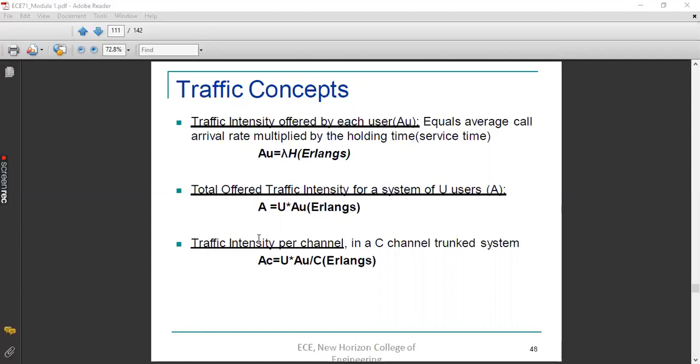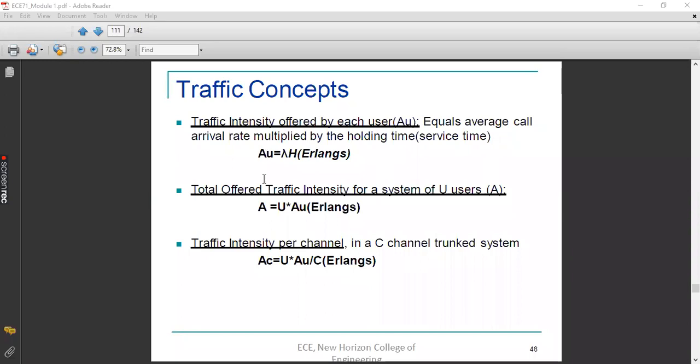Next, we go for the per channel basis, that is, traffic intensity per channel. After finding A, we need to divide by C. As of now, we have A with us. What is A? A is the total offered traffic intensity. Once you have it, you divide it by capital C, the total channels available in the system. A is U into AU, so U into AU divided by C. After dividing by capital C, you get the traffic intensity per channel.